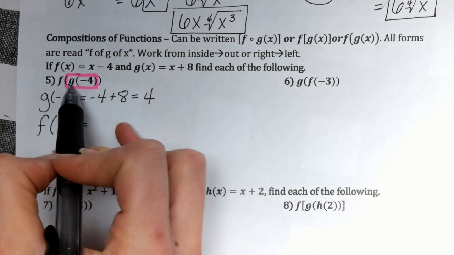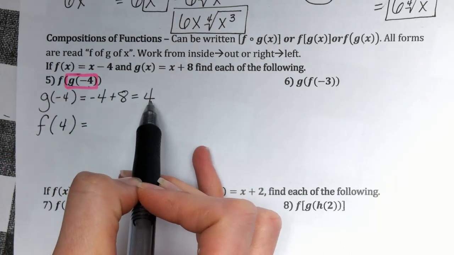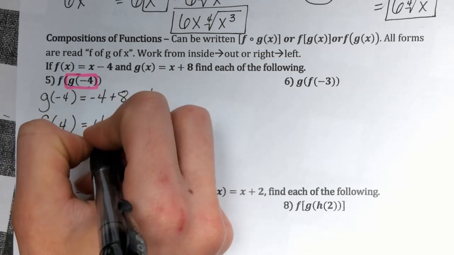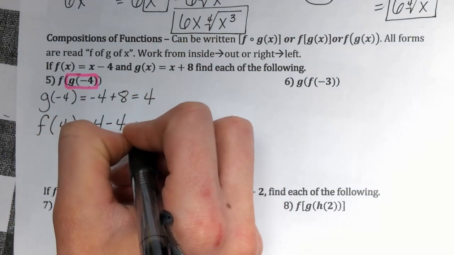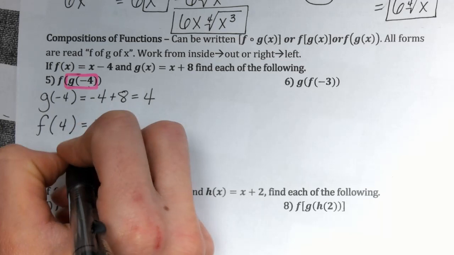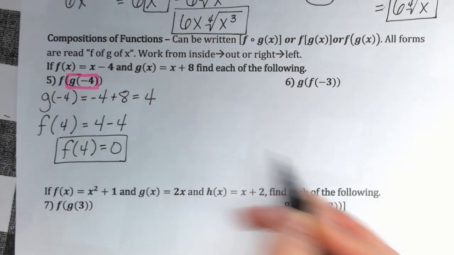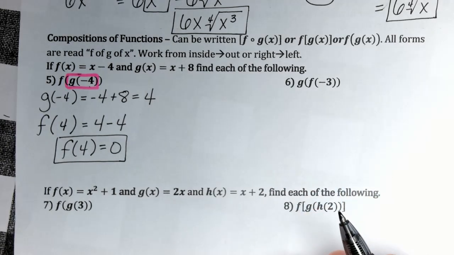Okay, so I found g of negative 4. Y'all follow me? And so I'm plugging that in, so it's f of 4. So 4 minus 4, f of 4 is equal to 0. Okay?